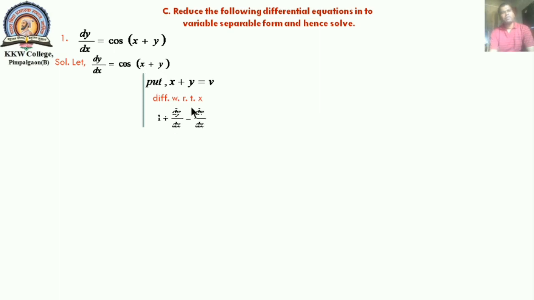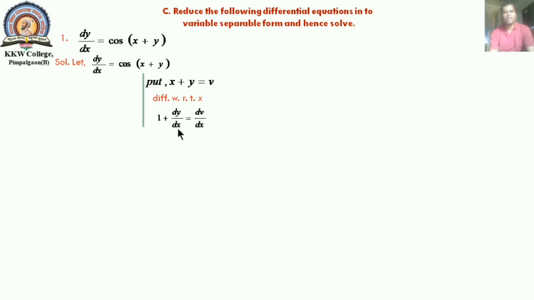We have the trigonometric function cos of x plus y. So we'll do a substitution: put x plus y as u or v, another variable other than x and y. By putting x plus y is equal to v, on differentiating with respect to x, the derivative of x is 1, the derivative of y is dy by dx, and the derivative of v is dv by dx.